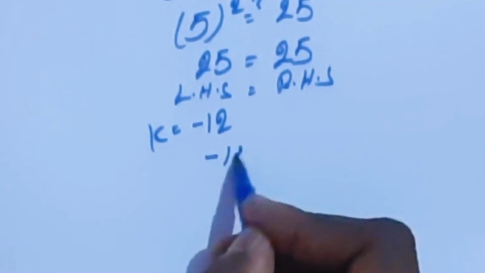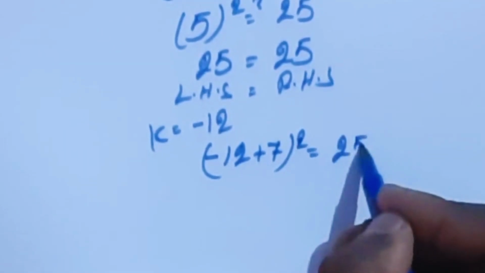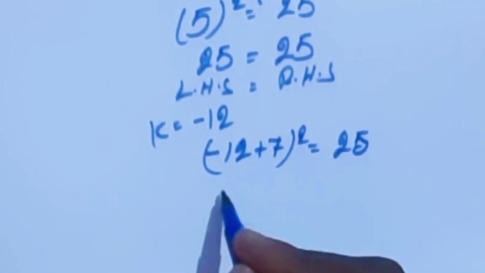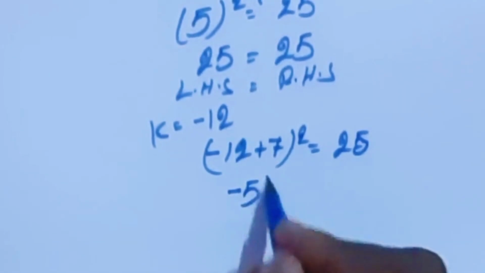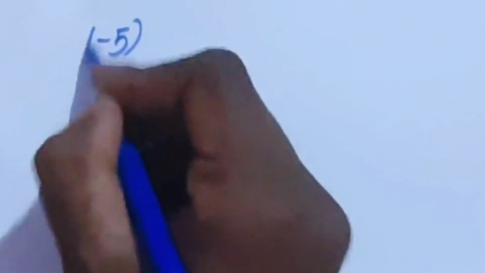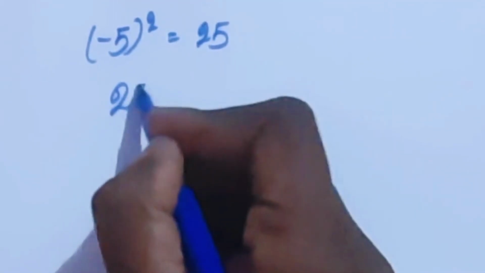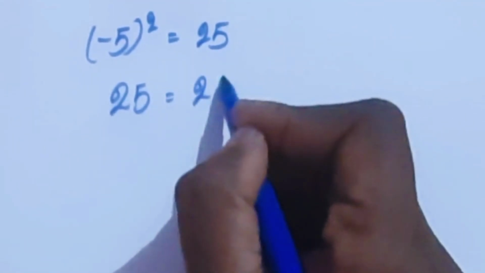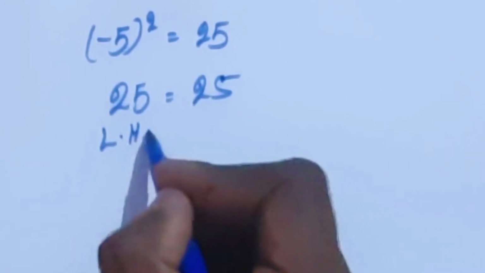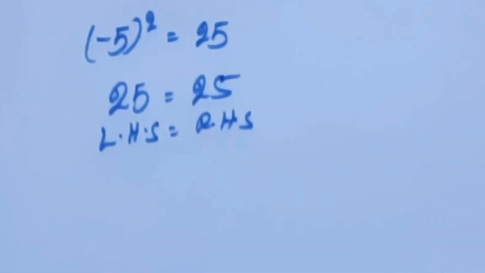Now we are going to verify this with k equal to minus 12. So (minus 12 plus 7) whole square equal to 25. So here we'll get (minus 5) whole square equal to 25. Here (minus 5) whole square is 25, so 25 equal to 25. So LHS equal to RHS. Here also we have verified.